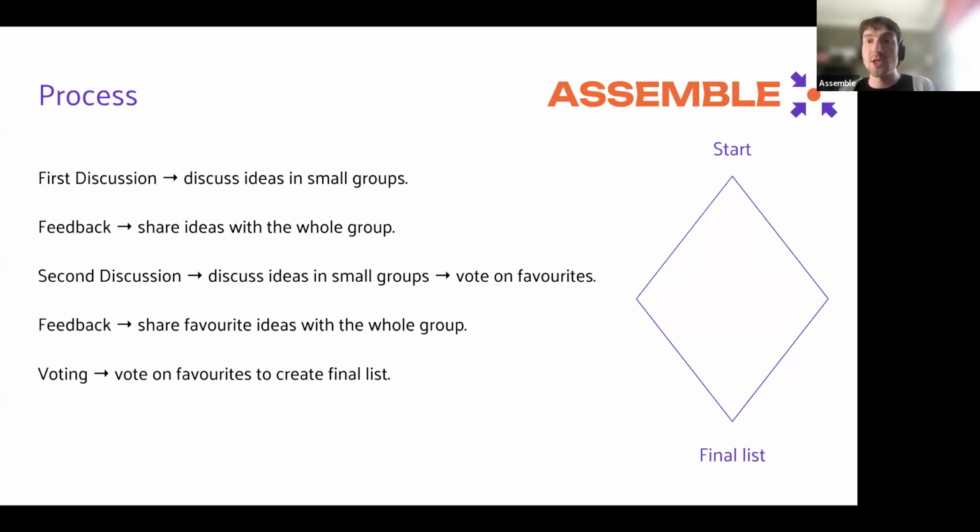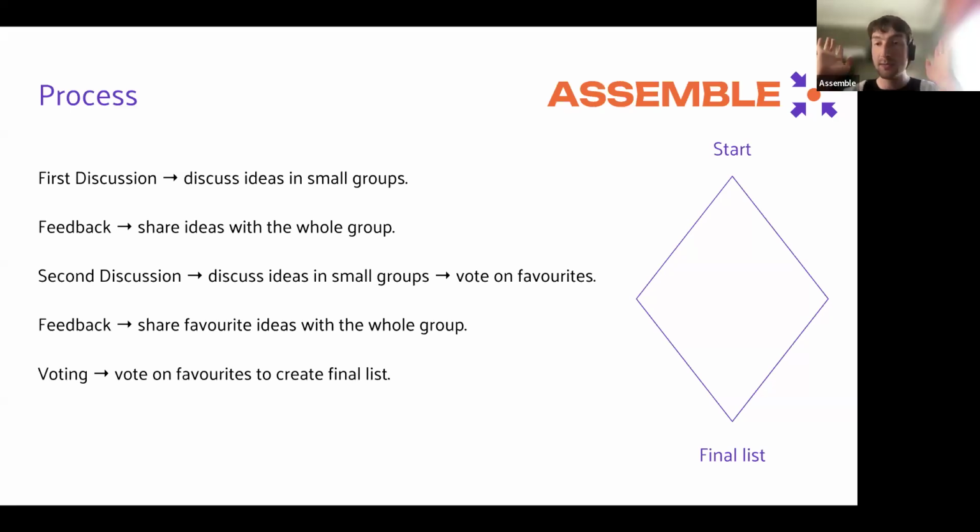And this is something I forgot to mention earlier, but you're doing a little mini voting at the end of that second discussion. And then you're coming out to the whole group and everyone's feeding back, sharing their ideas from the second discussion group. And then you're narrowing that down even further to a final list that's created through a voting process.